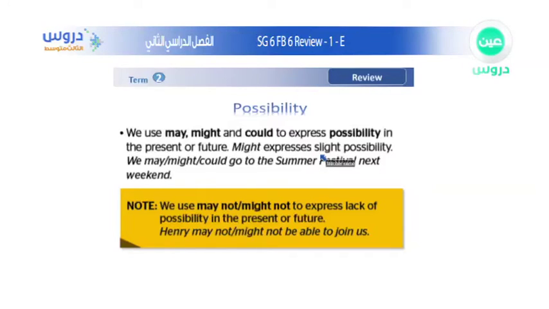Slight, tiny, small. Okay, good job. For example, when I say, we may go to the summer festival next weekend. Tiny. Good job, Hatta. Tiny.